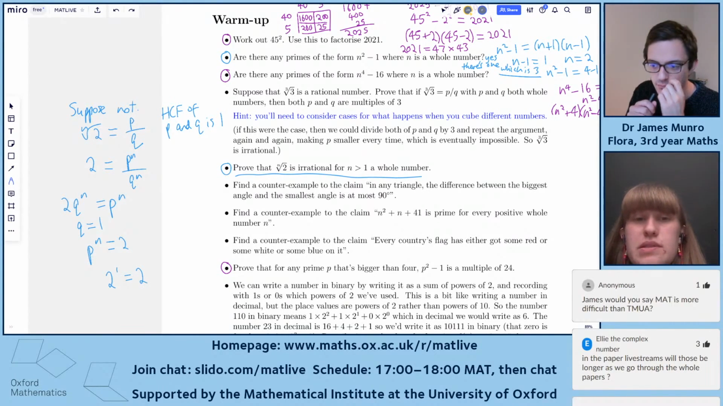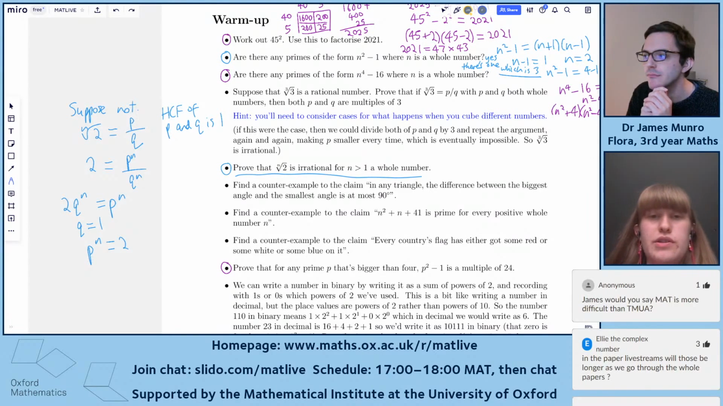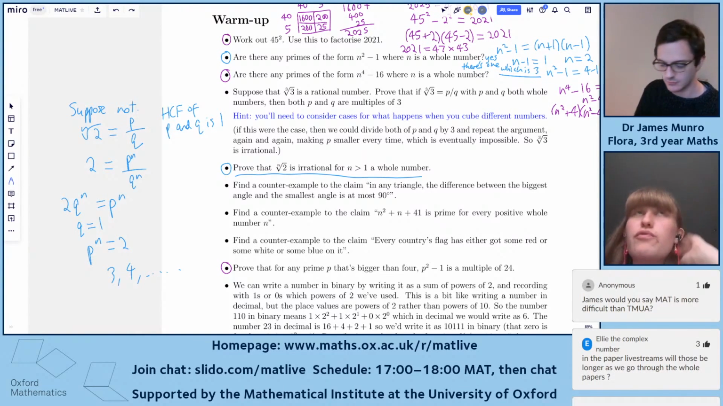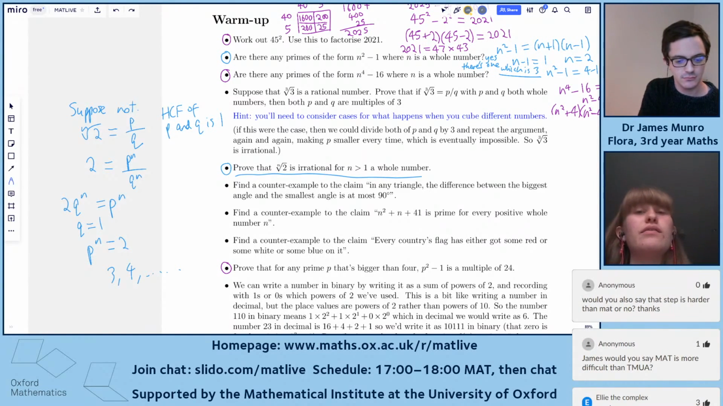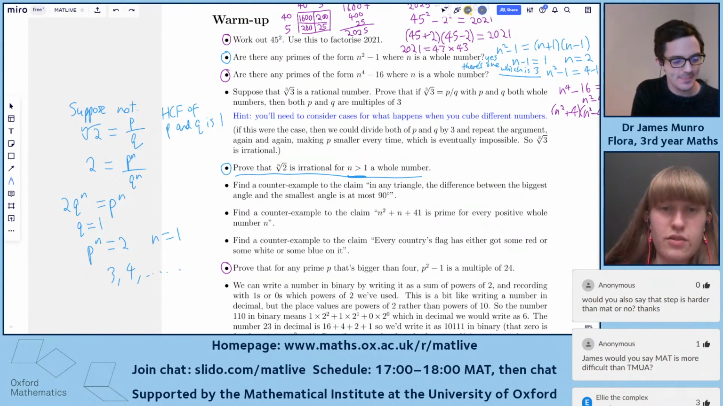2 to any other positive integer is bigger than 2. So it can't be equal to 2 if it's bigger than 2. And then the only other integers available to you are like 3, 4, and so on. And they're bigger than 2. So if you raise them to a positive power, they're not going to get smaller. They're only going to get bigger. So the only possible way this could work out and be true is if n is 1. But if you read the question carefully, it says n is greater than 1, which means there's a contradiction.